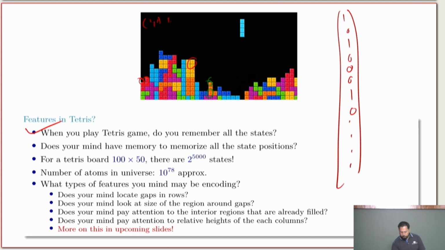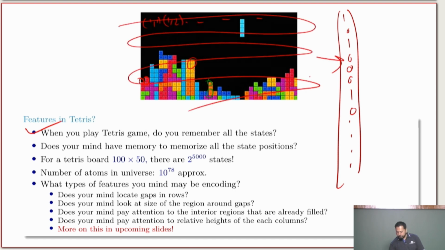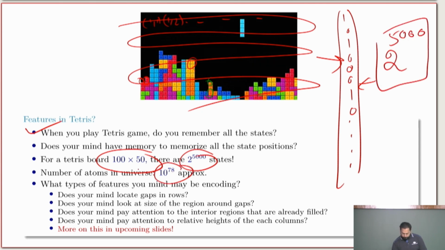Let's say 1 1 1 2 and so on, and you can make this a vector like this. So this is the vector I'm talking about, and you can represent the states like this. But in a 100 times 50 Tetris board, the possibilities for these are 2 to the power 5000. As it happens, 2 to the 5000 is more than 10 to the 78, which is the number of atoms in the universe. So basically these are the motivations behind feature reduction.